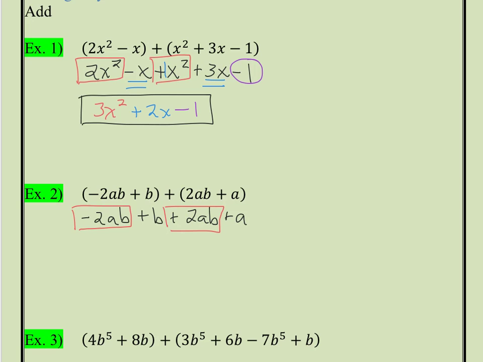And in fact, if you notice, this is a negative 2 and this is a positive 2. They're opposites to each other, so they cancel each other out. So you can go ahead and just cross them out. Then that leaves us with B as the next term. There is no other B term. And then our final term is A, and there's no other term that combines with A. So we end up with a positive B plus an A.